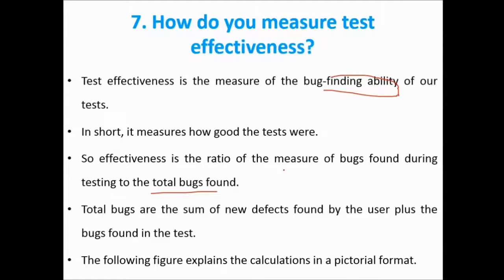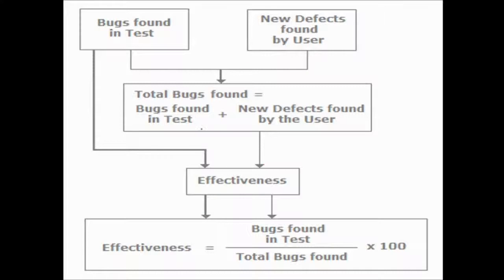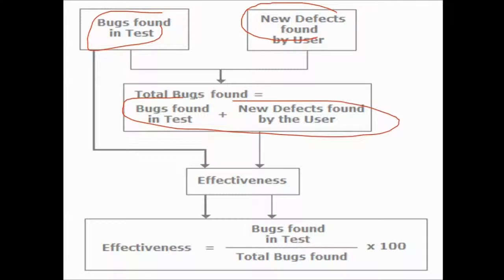This figure explains the calculation in pictorial form. Bugs found while testing, and new defects found by the user. The total number of bugs is the addition of these two, and the effectiveness is the bugs found in the test divided by total bugs found, times 100. This is what we were aiming for.